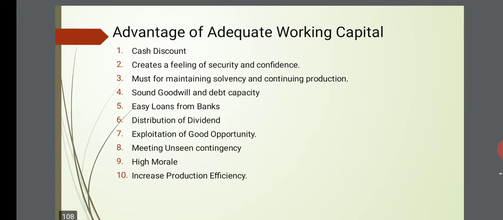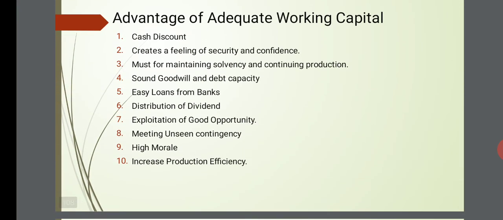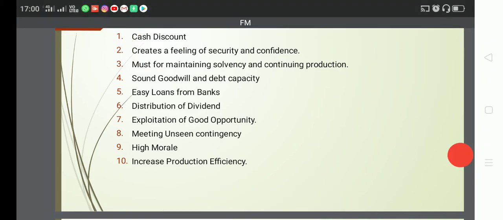Now, advantages of adequate working capital: if you have adequate working capital, you will get good cash discounts. You can create a feeling of security and confidence within yourself. It is a must for maintaining solvency and continuing production. It builds your goodwill in the market, and it also gives you debt capacity. Easy loans from the banks, because you have good working capital, you've already invested in your current assets, you will get good money from the bank.